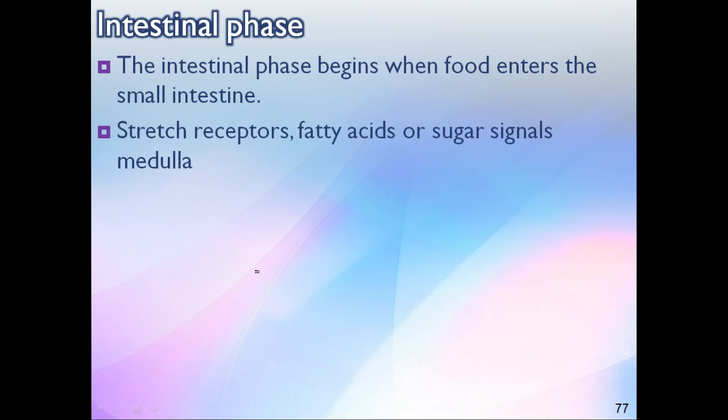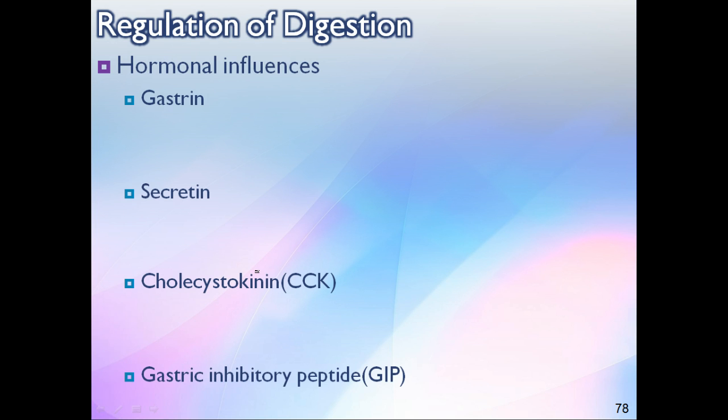And again, we saw the reflexes from earlier. The gastrocolic and gastroileal reflexes from earlier help the intestinal phase function as we attempt to make room for secretions coming from here. Now, like we had gastrin influencing the stomach, we have secretin, cholecystokinin, and gastric inhibitory peptide coming from the duodenum and influencing it.